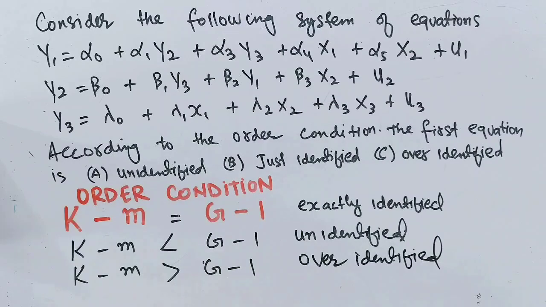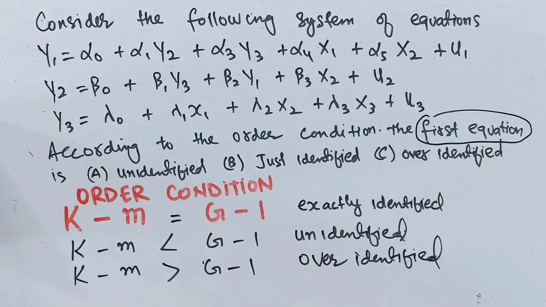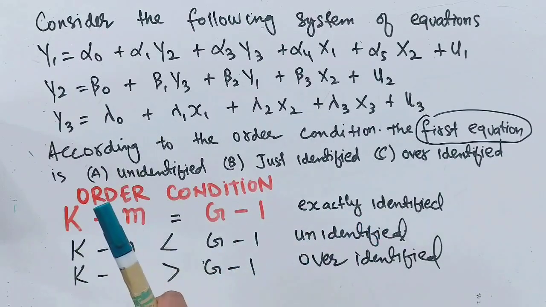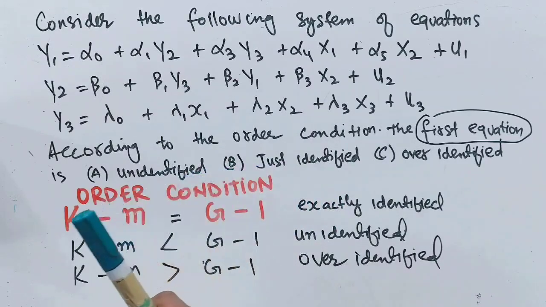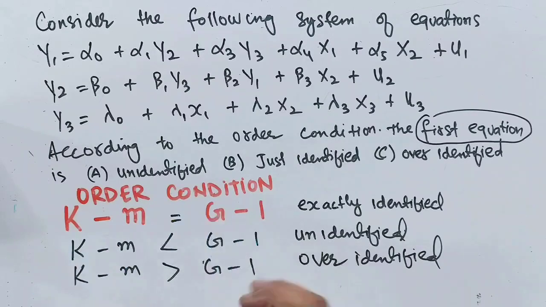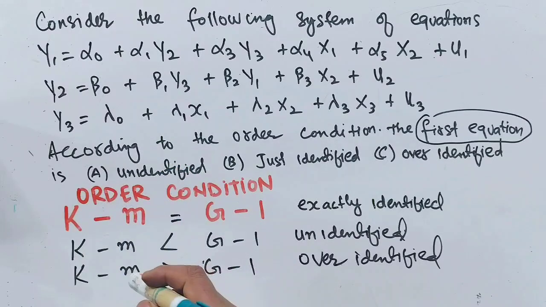Now we are being told about the first equation. What will be the first equation? In the first equation, what does k denote? K denotes the total number of variables, whether they are endogenous or exogenous. Exogenous variables, as you know, are determined outside the model, and endogenous variables are determined inside the model.